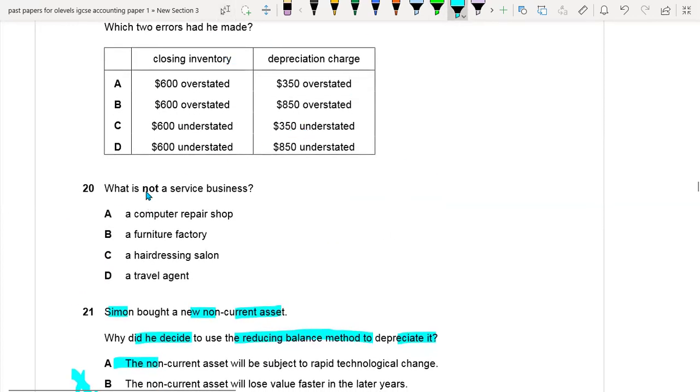Question 20. What is not a service business? Computer repair service is a service business. Furniture factory, this is not a service business. Hairdressing salon is a service business. Travel agent is a service business. So B is the right option.